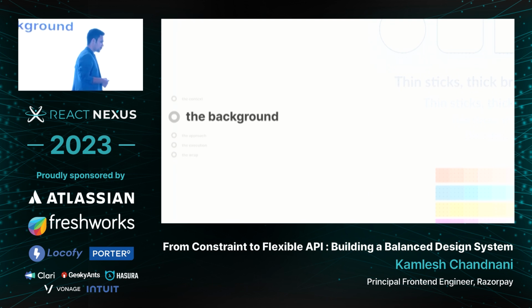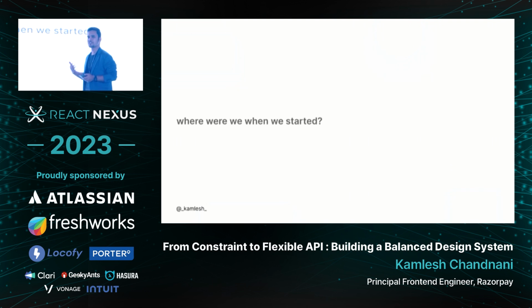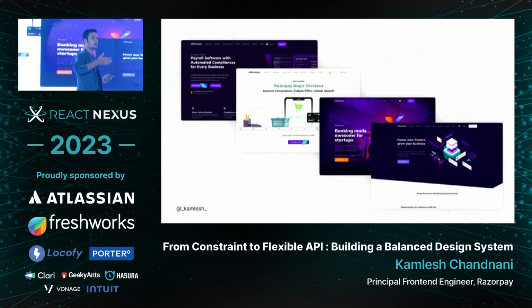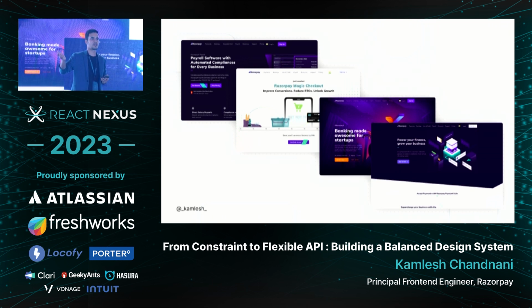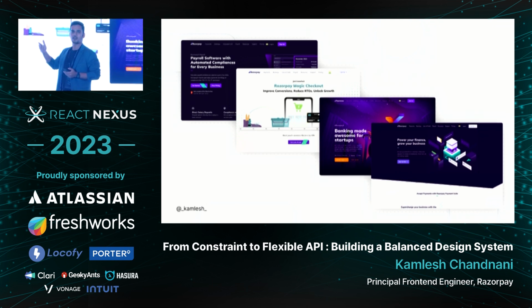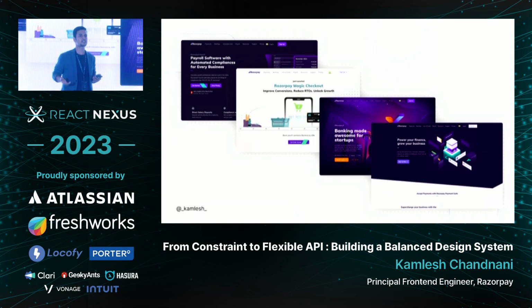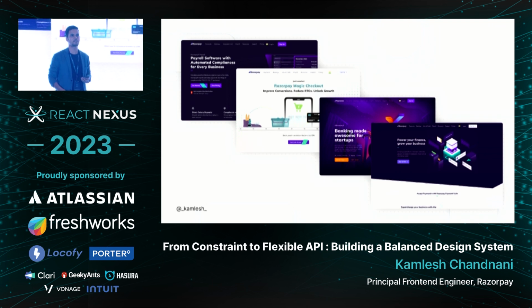So let me start with a background, right? Where were we when we started? These are different flavors of our landing pages. By the way, all of them are on razorpay.com. But all of them look visually different, right? They have different typography styles, different buttons, different color styles, different primary, secondary, accent, and n number of colors that you could define, right?